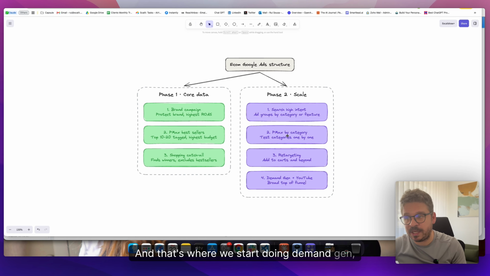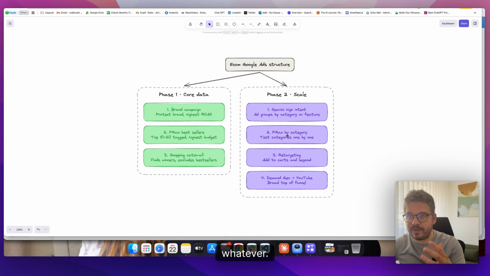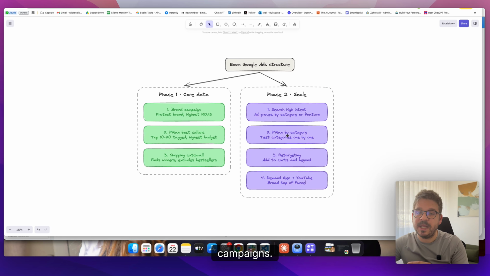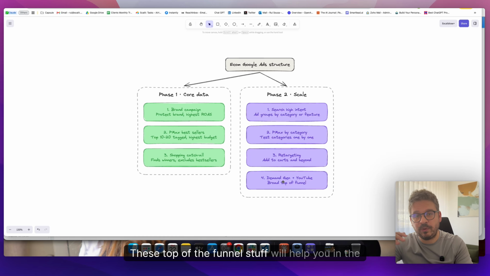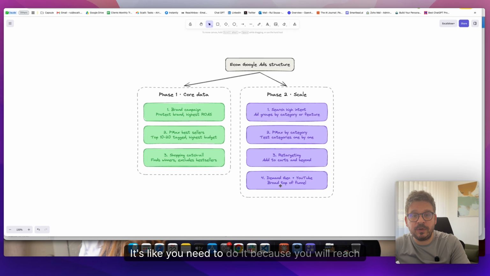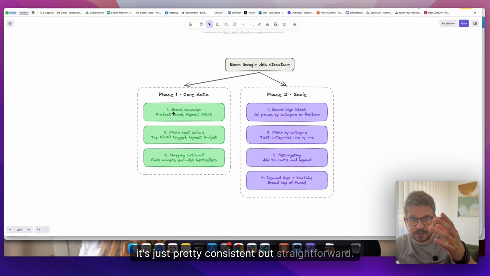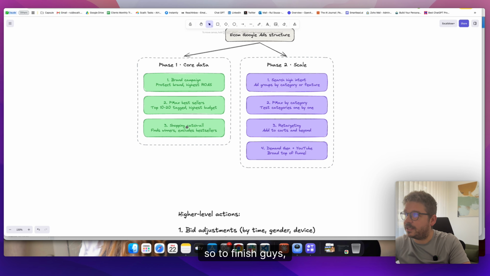And that's where we start doing demand gen, YouTube, email, whatever, all the other ones where we are not specifically looking for conversions, we're more looking at brand awareness, how many impressions we can get, clicks and so on, that then help all the other campaigns. It will help your organic, it will help your Meta ads, whatever you are doing, this top of the funnel stuff will help you in the long run. Even though you cannot see it right away, you need to do it because you will reach a ceiling, right? So that's kind of the two phases, guys. And you can see phase one, you can scale really, really fast and high, and it's pretty consistent but straightforward, okay? So to finish, guys, two things that I want to show you.